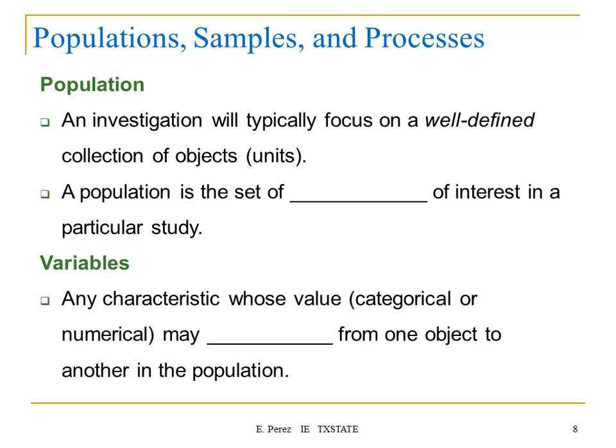Okay, so in a population, an investigation will typically focus on a well-defined collection of objects or units. Population is the set of all objects of interest in a particular study. Variables are any characteristic whose value may change from one object to another in the population. Okay, so variables are also important. You know that you're looking at a big amount of data or information, there will be some difference between these units of information.